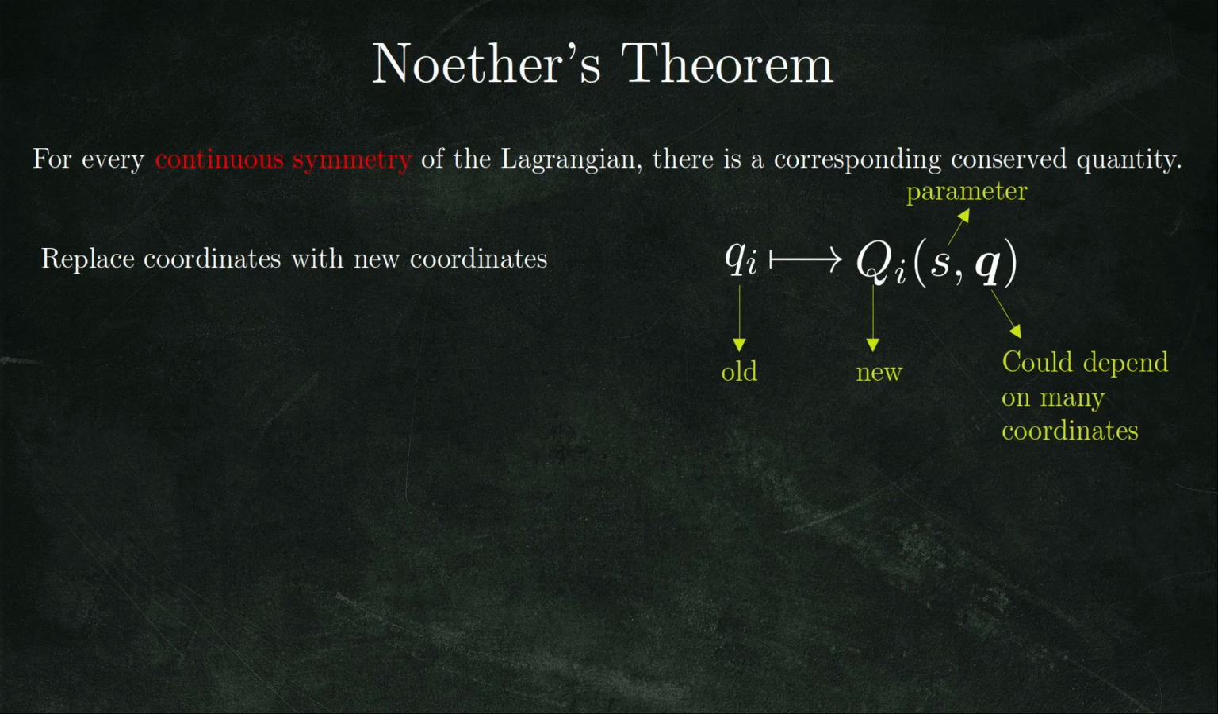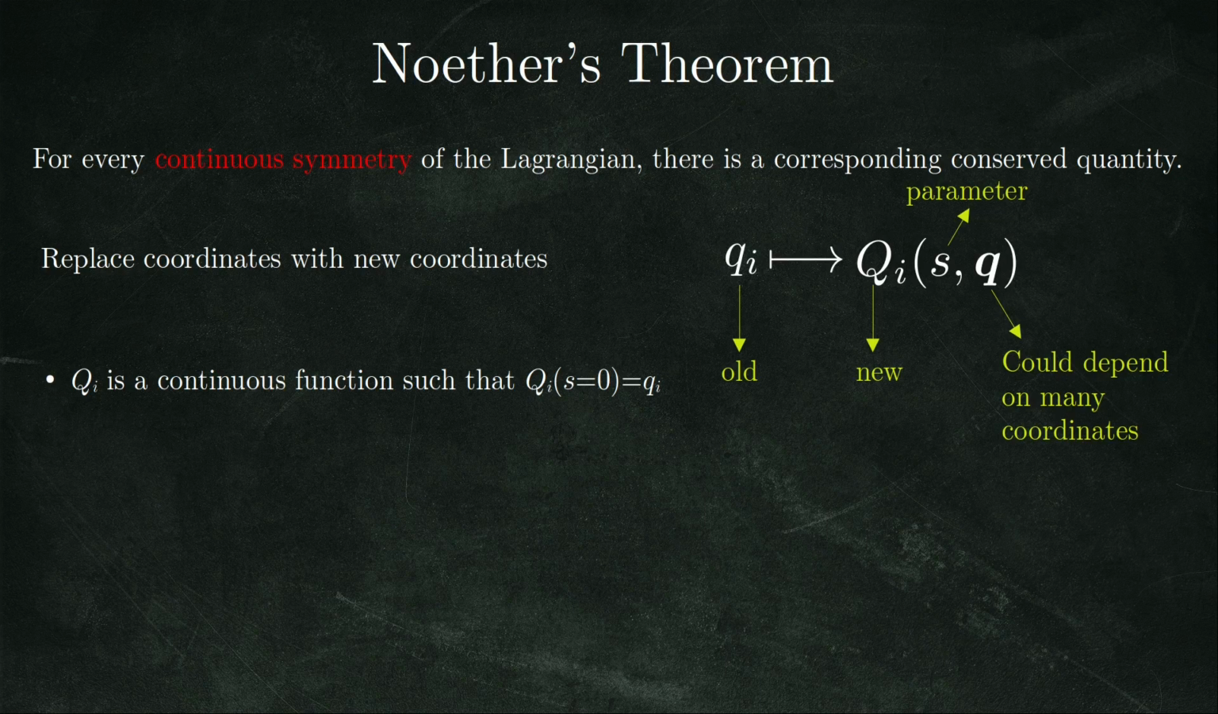But these new coordinates are functions of the old coordinates and some parameter s. Now, what does it mean for this to be a continuous symmetry? The continuity means that Q, or this big Q, is a continuous function of the parameter s, such that when s equals 0, we just recover our old coordinate system, our old generalized coordinates.